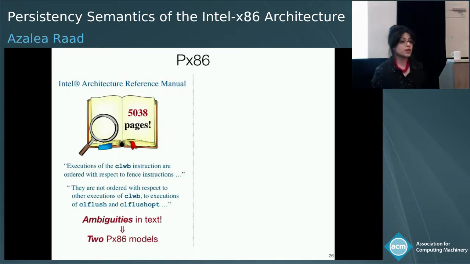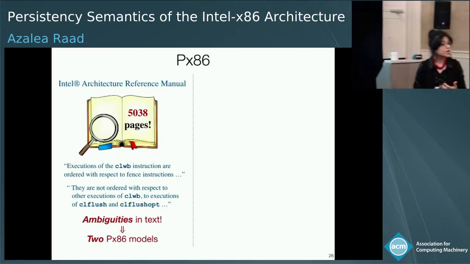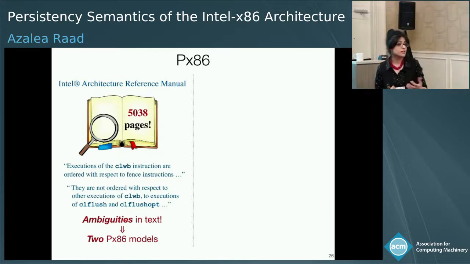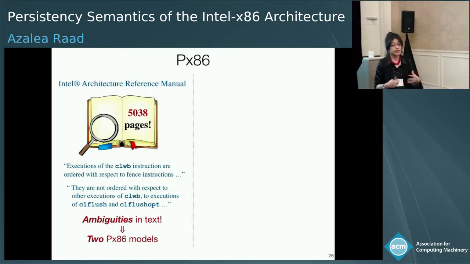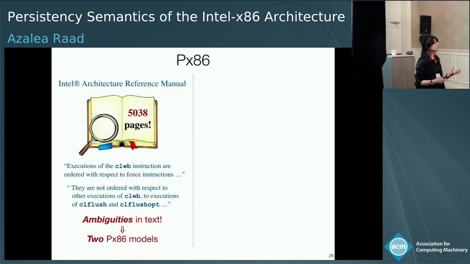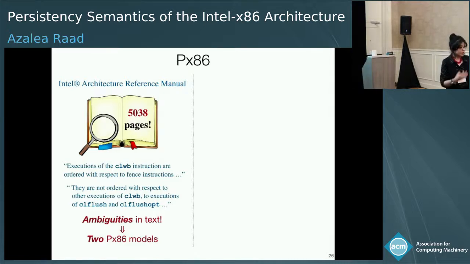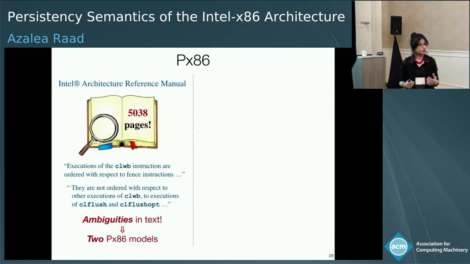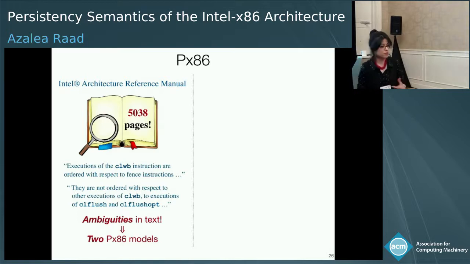And in fact, in collaboration with our wonderful co-author, Gil Neiger, a chief architect at Intel, we realized that in some cases, the text of the manual is too weak and it's not correct. It does not reflect the architectural intent. So to fix this, we wanted to be faithful to the manual, but we also wanted to capture the architectural intent. So what we did, we came up with two models.